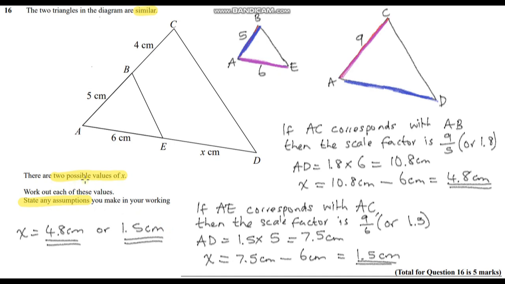And so we've given our two possible values for X, and we've also given all of our workings out and the assumptions that we've made.